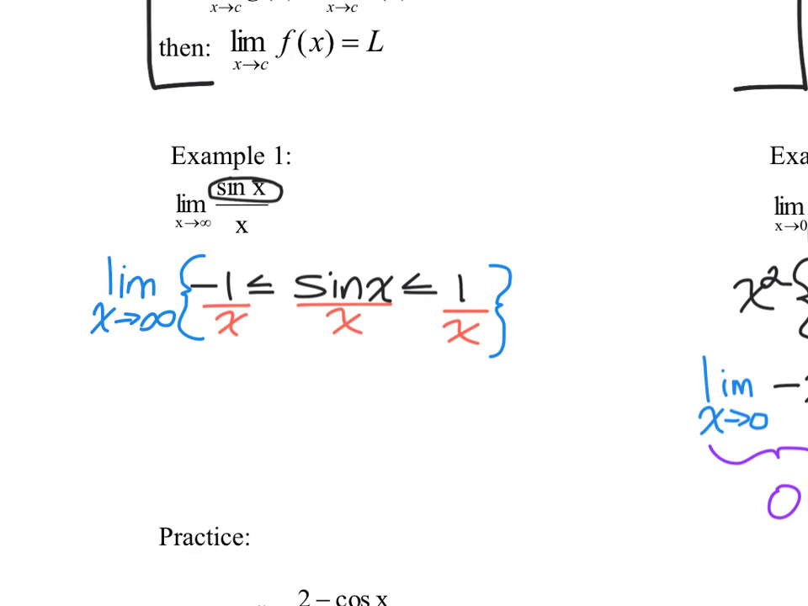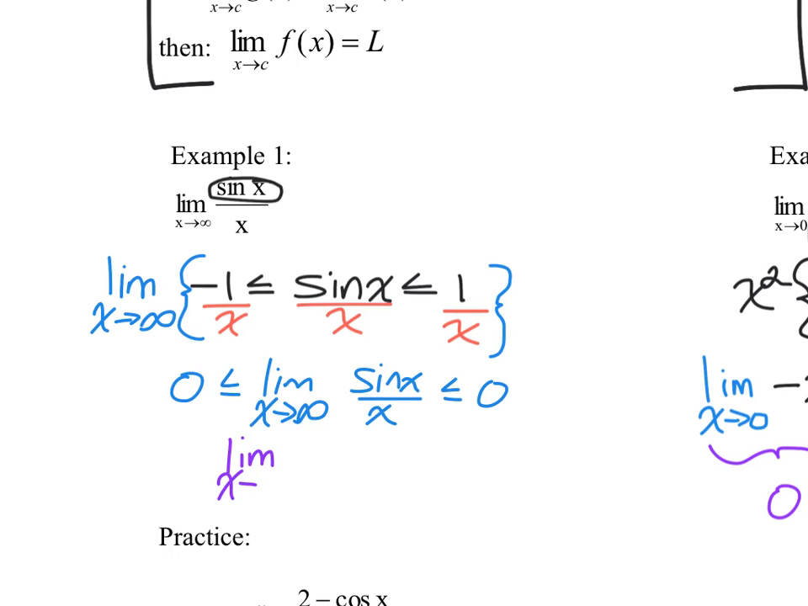So the limit as x approaches infinity of -1 over x would be what? 0, less than or equal to the limit as x approaches infinity of sine x over x, is less than or equal to the upper bound, 0. Upper and lower bounds are the same, so we can conclude that the limit as x approaches infinity of sine of x over x is in fact equal to 0.